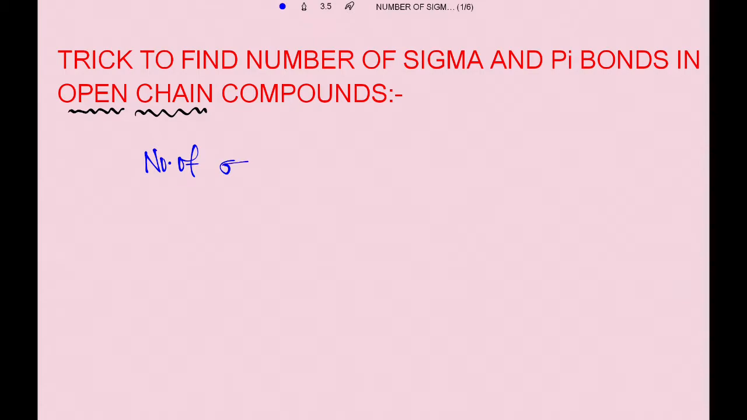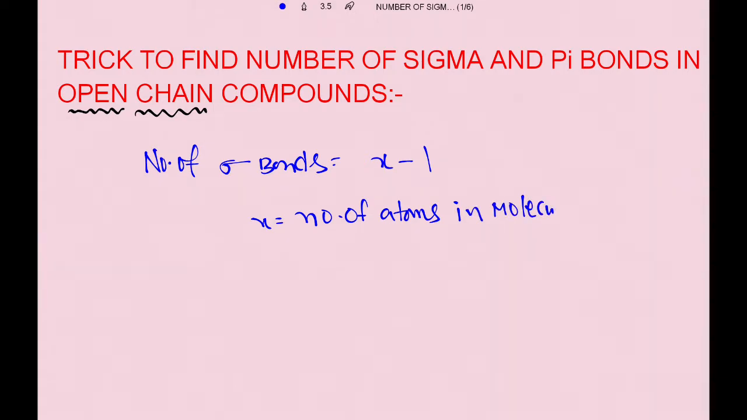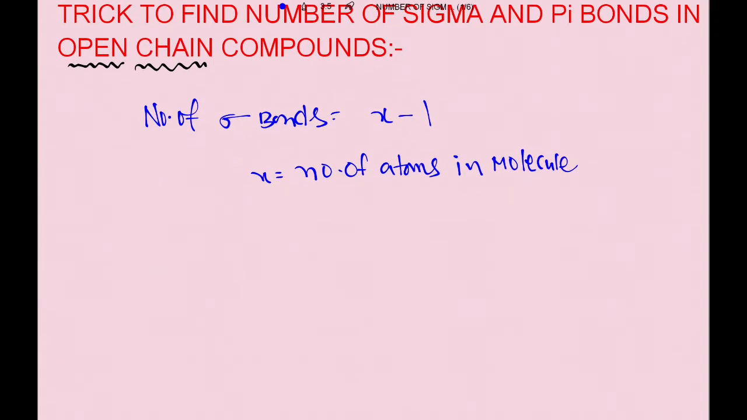number of sigma bonds. That formula is nothing but x minus 1. Here x is equal to the number of atoms in the molecule.